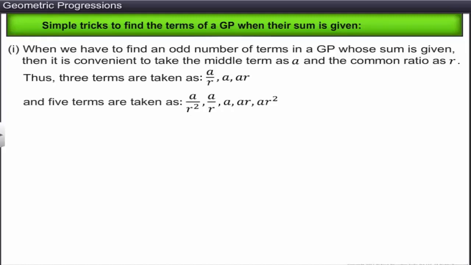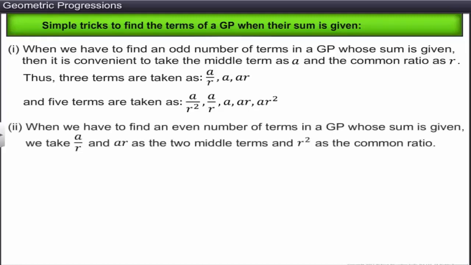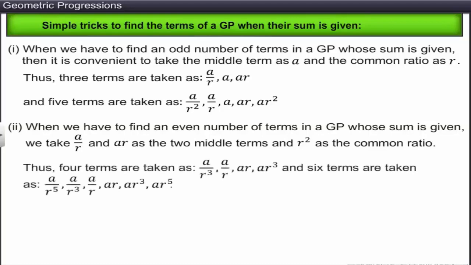When we have to find an even number of terms in a GP whose sum is given, we take a upon r and a into r as the two middle terms and r square as the common ratio. Thus, 4 terms are taken as a upon r cube, a upon r, a into r, and a into r cube, while 6 terms are taken as a upon r raised to the power of 5, a upon r cube, a upon r, a into r, a into r cube, and a into r raised to the power of 5.